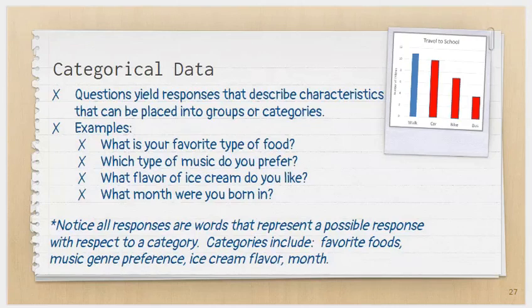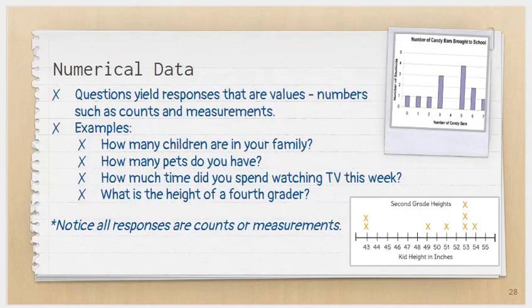Some examples include the months in which people have birthdays, favorite colored t-shirts, favorite fruits, kind of pets, flavors of ice cream, types of music. Bar graphs, picture graphs, and frequency tables can be used to represent categorical data. Numerical data represents objects or individuals by numbers assigned to certain measurable properties. Questions yield responses that are values, numbers such as counts or measurements.